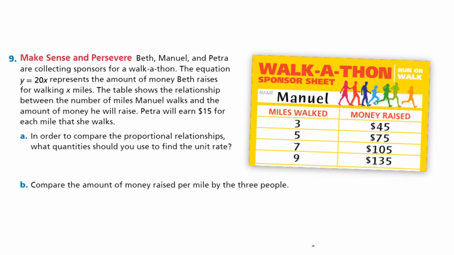Manuel and Petra are collecting sponsors for a walkathon. The equation y equals 20x represents the amount of money Beth raises for walking x miles. The table shows the relationship between the number of miles Manuel walks and the amount of money he will raise. Petra will earn $15 for each mile that she walks. In order to compare the proportional relationships, what quantities should you use to find the unit rate?